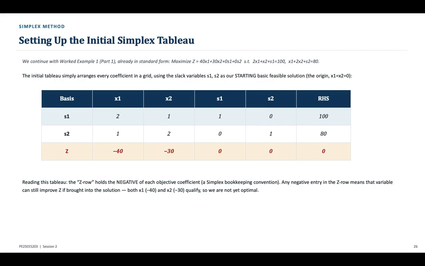Now look at the Z row here. We have -40 under x1 and -30 under x2. Both are negative, so we are not optimal yet. We need to choose one variable to enter the basis. The word basis is central to simplex. With two equality constraints, we need two basic variables. Initially, those are s1 and s2. As the algorithm progresses, x1 and then x2 enter the basis. So the basis records which variables define the current corner point.